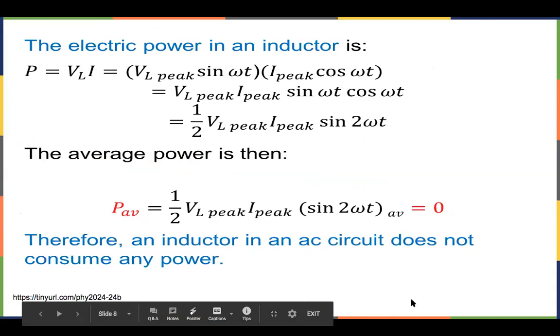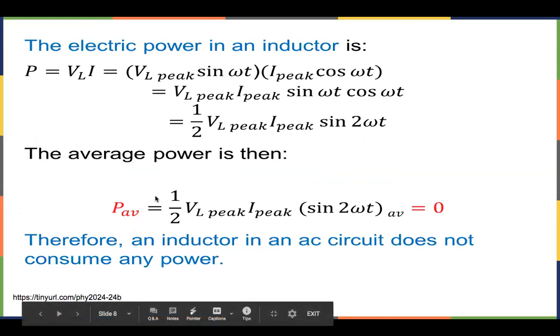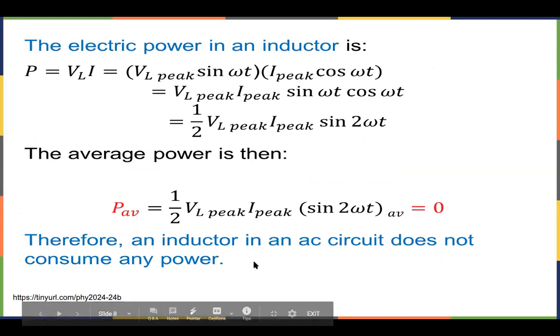So it's going to be cosine of omega t. Now if we look at the average power, we are going to use V times I on the inductor, and we checked this last time. It turns out that the average power on the inductor is going to be 0. That indicates the inductor doesn't consume any power, which is a good thing.